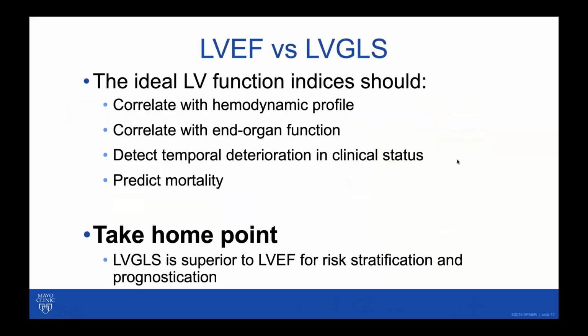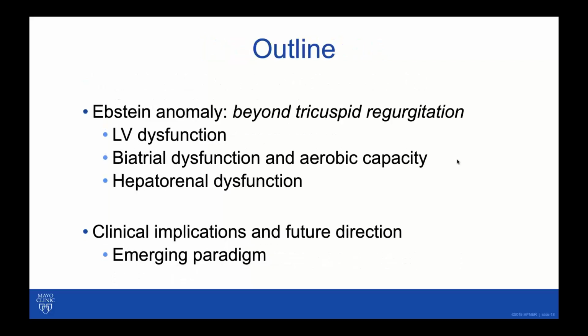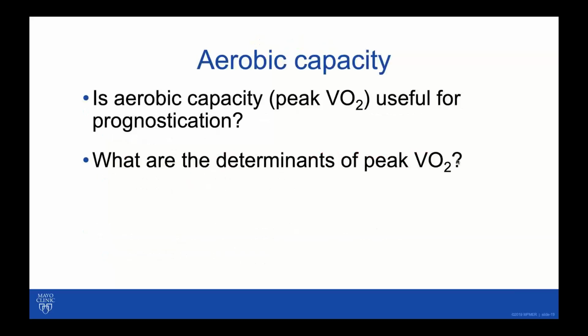So to put everything together about LV systolic function, we've shown by the data that I just presented that LV-GLS was superior to EF for risk stratification because it tracks better with heart failure hemodynamics, cardiac index, and volume status, organ function, as well as changes in patients' clinical status. So let's go back to our outline. So we've talked about LV dysfunction. So now let's move to biatrial dysfunction and how this affects aerobic capacity.